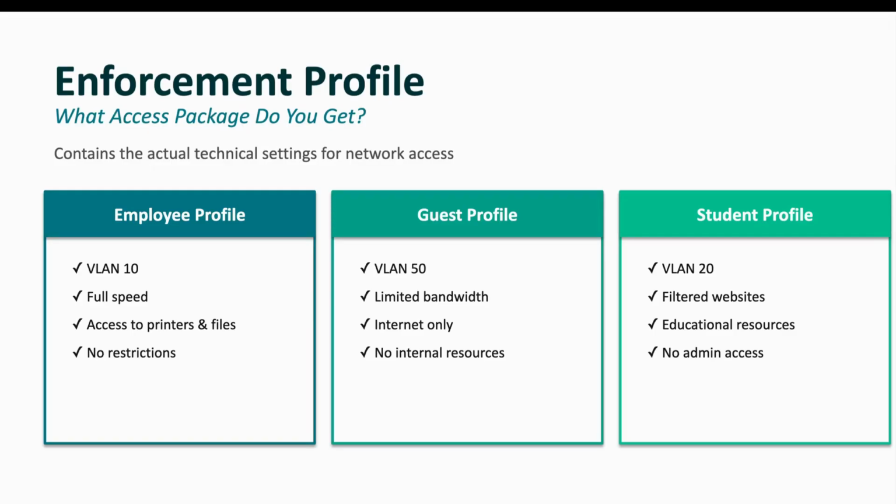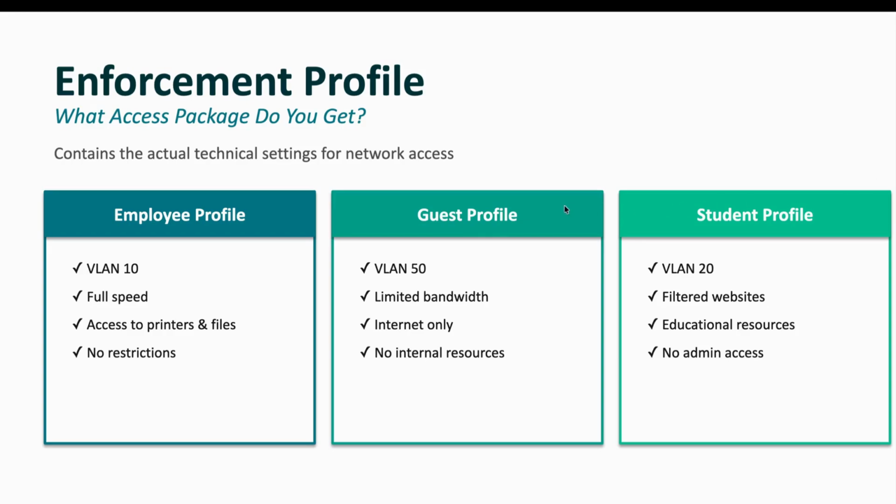Enforcement profile. Okay, now ClearPass knows what role you are, but what does that actually mean? What access do you get? That's where enforcement profiles come in. Think of these as a rule book or access package for each role. An enforcement profile contains all the technical settings: which VLAN you will be on, what speed limits you will get, what security profiles you need to follow, and what firewall rules or access control apply to your traffic.